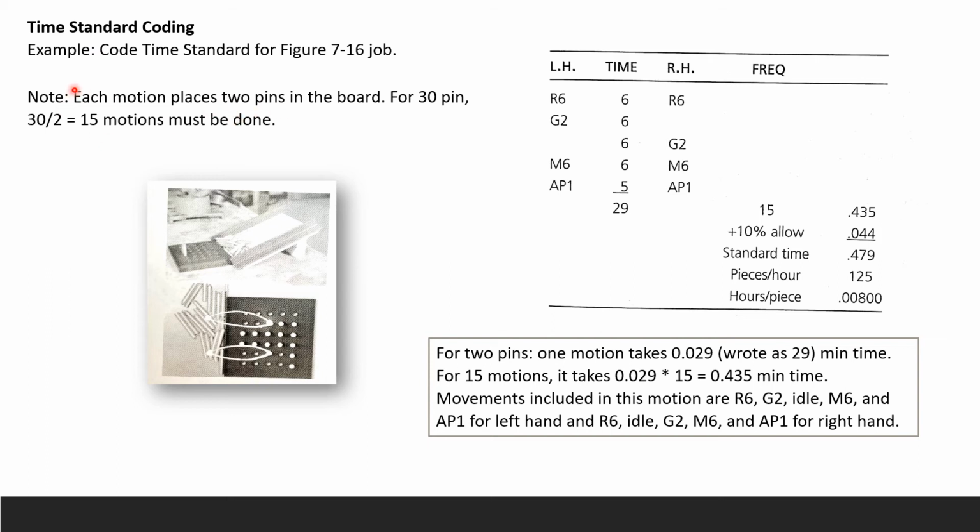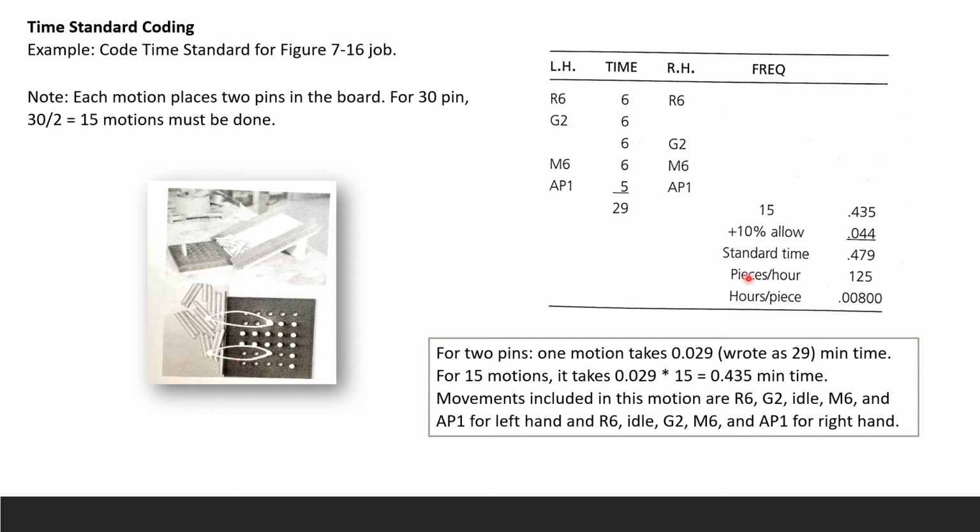Time standard coding, example, code time standard for this picture right here. So that's our same thing. We use gravity, okay, to move the pin, and here is the loop of your motion. Each motion places 2 pins in the bowl in this example. So for 30 pins, you're going to divide by 2 and you're going to have a total of 15 motions to do this job.